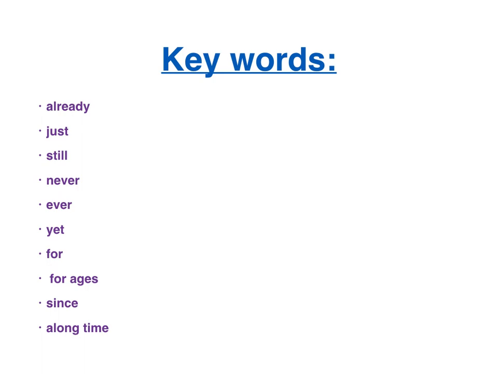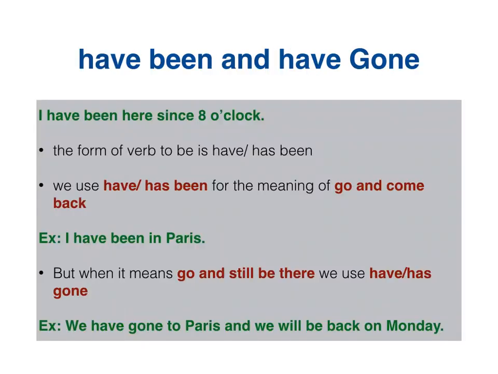I want to add something with the present perfect tense, which is have been and have gone. When we say have been, what does it mean? For example, I have been here since 8 o'clock. This is the form of the verb to be. You know what the verb to be is: is, am or are in the present, was or were in the past, and in the present perfect, we use been. So when I said I have been here since 8 o'clock, it means that I was in this area this time.